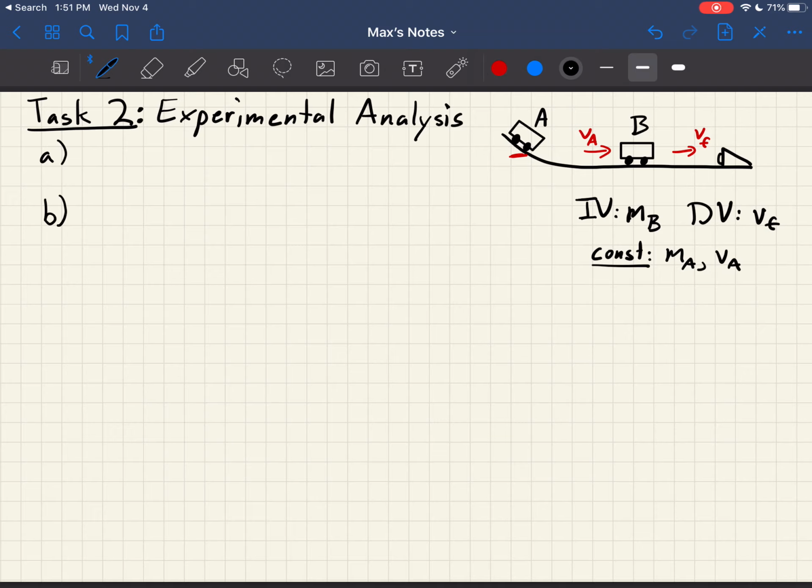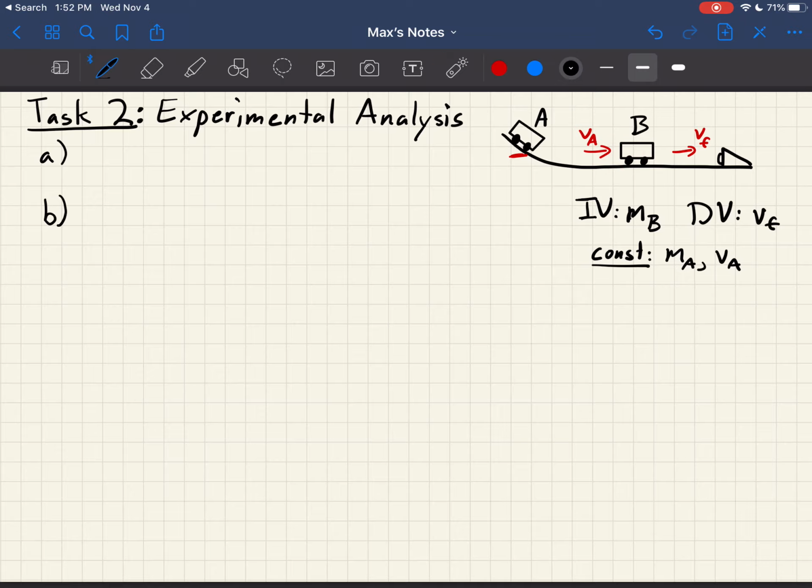So the first thing this question says is to derive an equation relating MA, MB, VA, and VF. So if we use conservation of momentum just during the collision, we can assume there's no external forces and we have a closed system during the collision. Obviously, it's not a closed system if we include the roll down the hill, because gravity causes the two-cart system to gain momentum, but there's momentum conserved during the collision itself.